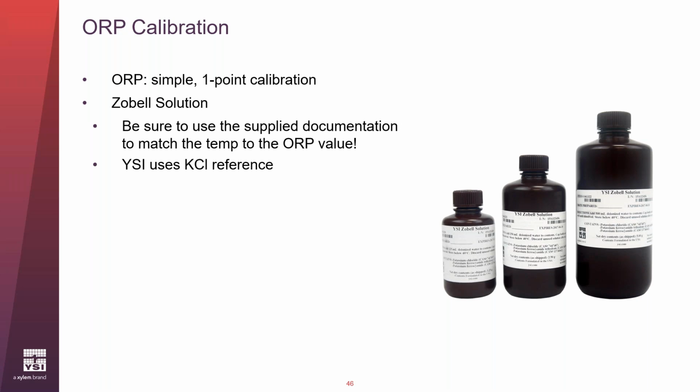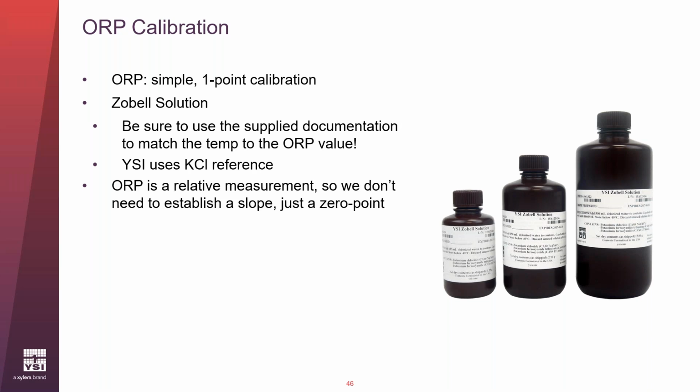We use the KCl reference in ours. When entering the value for your calibrator on the software for your instrument, be sure to input the one appropriate to the standard's current temperature. They should have a temperature chart. ORP is a relative measurement, so we do not need to establish a slope, just a 0 point. The change in ORP is arguably more important than the actual value, so the slope is less critical for ORP than it is for pH.